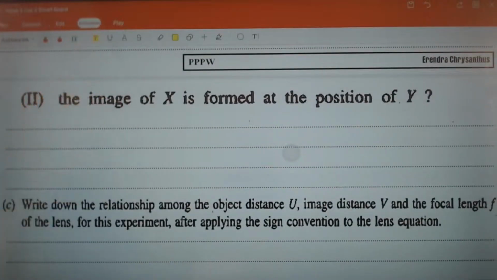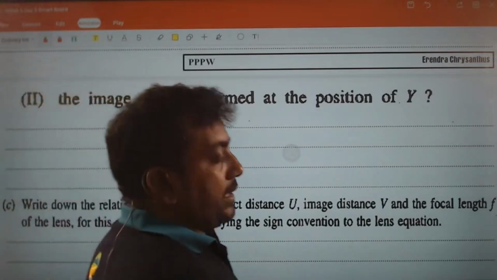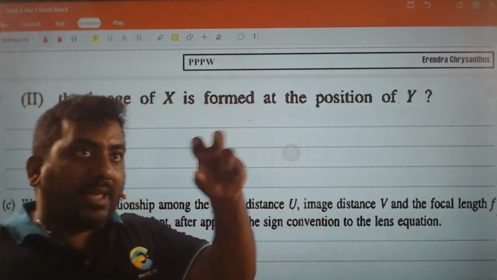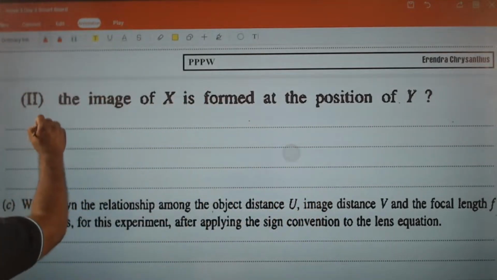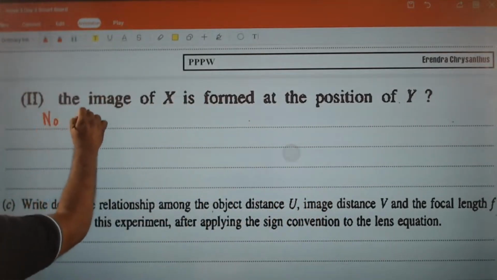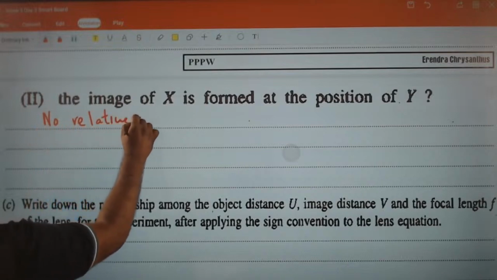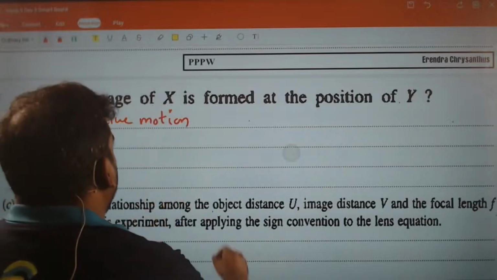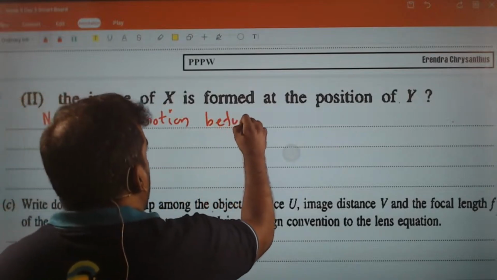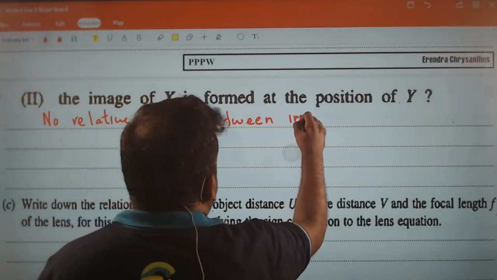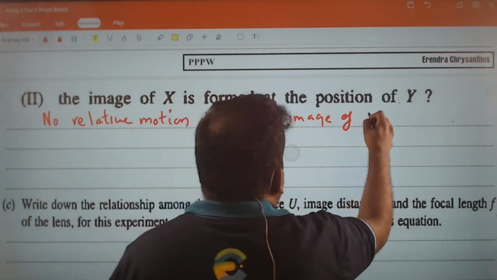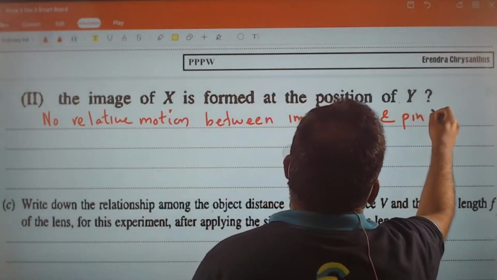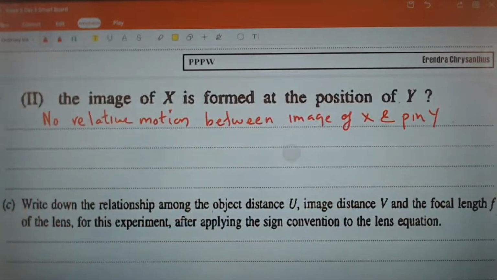Next one. The image of X is formed at the position of Y. When the image of X is formed at the position of Y, no relative motion between image of X and pin Y.